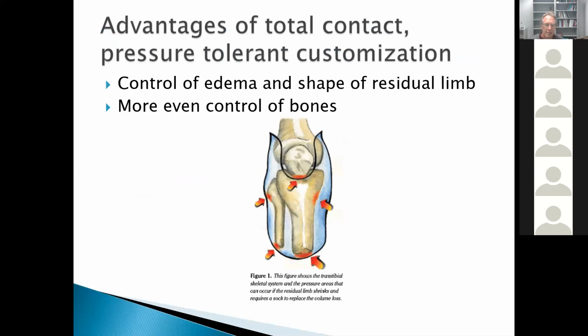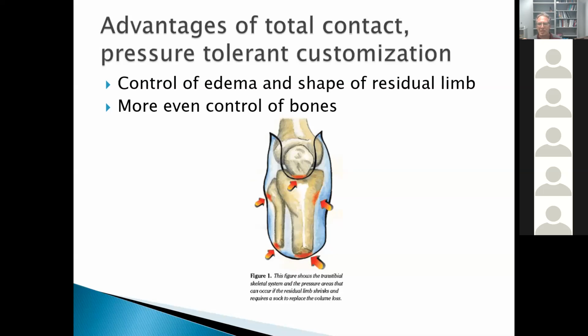Okay, and this diagram here is showing why we have total contact, but at the same time why we have certain relief areas. Remember, there's something I want to point out about this bullet point: we talked, while we were talking about orthoses, that in order to have control of the limb, you need to have control of the bones. In this case, what you're trying to do is control a prosthesis.